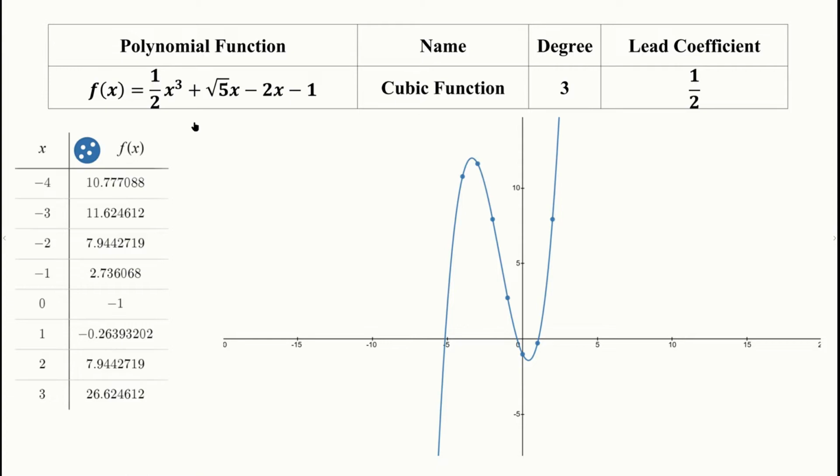Here we have a cubic function, 1/2 x cubed plus square root of 5x squared minus 2x minus 1. The degree is 3. The lead coefficient is 1/2. Notice that regardless of the power, these are all very well-behaved functions. That's true about all polynomials.